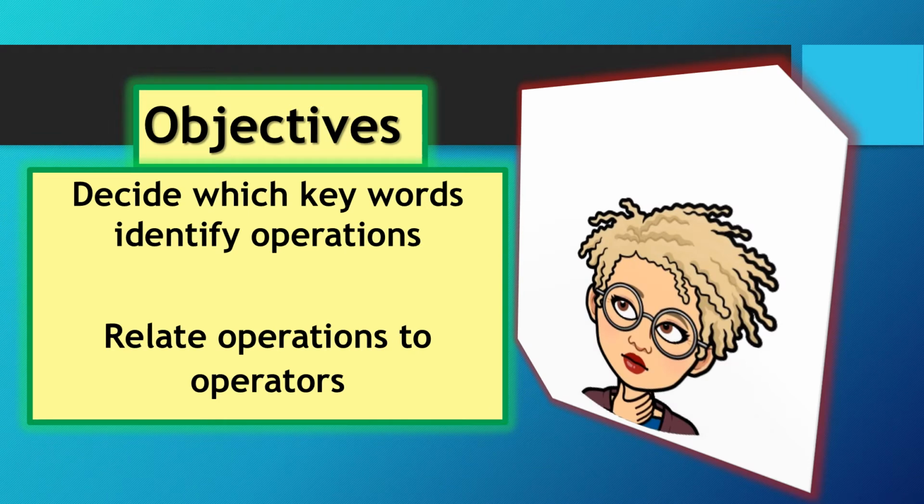Here are today's learning goals. By the end of this video, you should be able to decide which keywords identify operations. That means you should be able to decide which keywords tell you to add or subtract. You should also be able to relate operations to operators. That means you should be able to say that a plus sign tells you to add and a minus sign tells you to subtract. Are you up for today's learning challenge? I sure hope so.